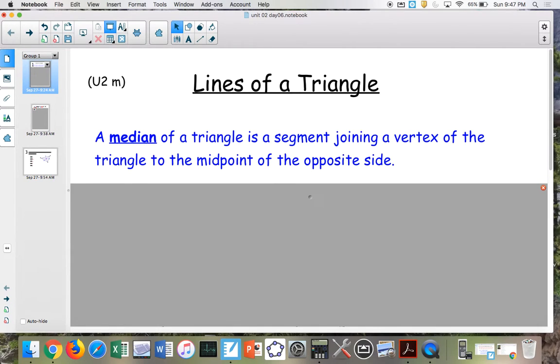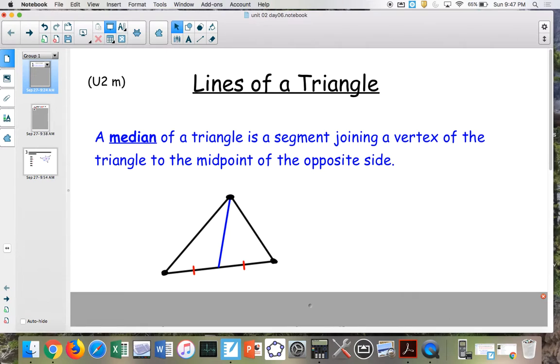And a median in a triangle is a segment that joins a vertex of the triangle to the midpoint of the opposite side. So think about what that says. Take one of the vertices of a triangle and then draw a segment from there to the midpoint of the opposite side. It would look something like that.